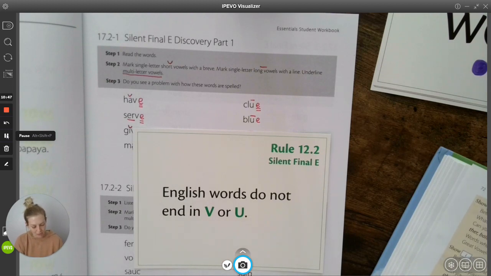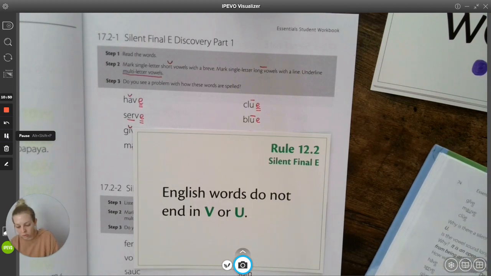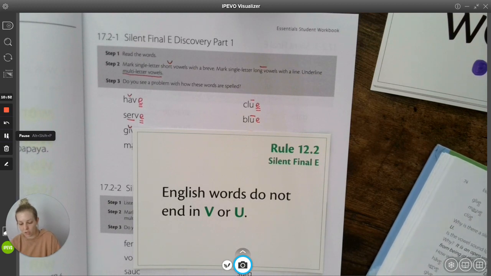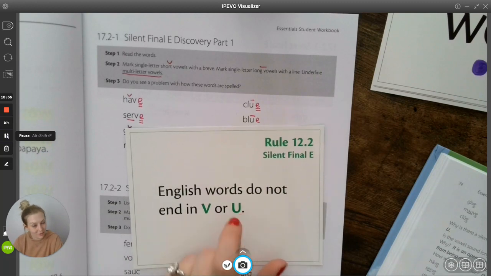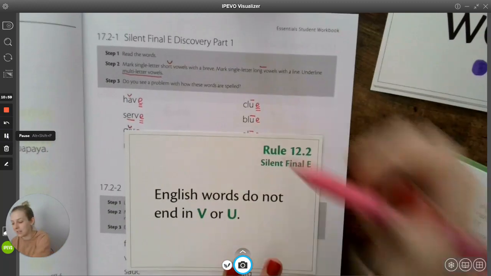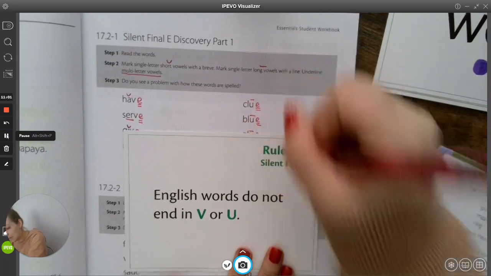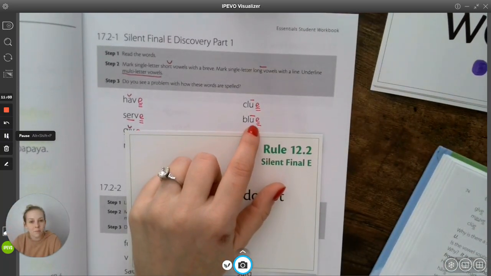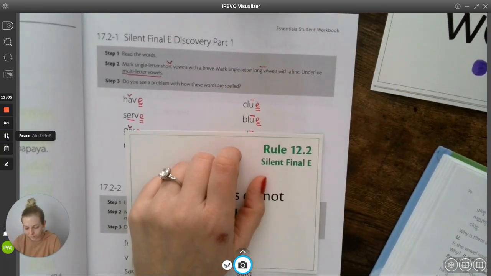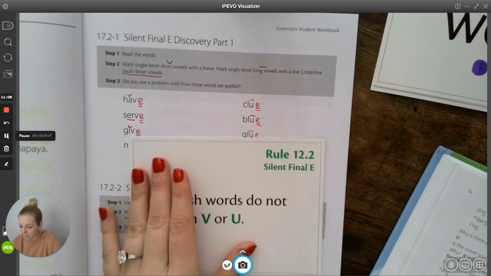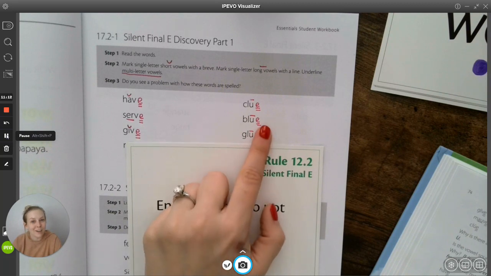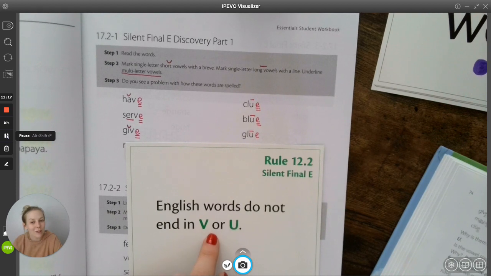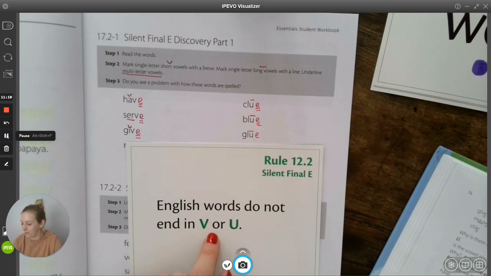And what about blue? English words do not end in V or U, so we need our silent final E there. Again, the U is open, and it is a long sound. Glue. Again, why is there silent final E? Because words do not end in V or U.